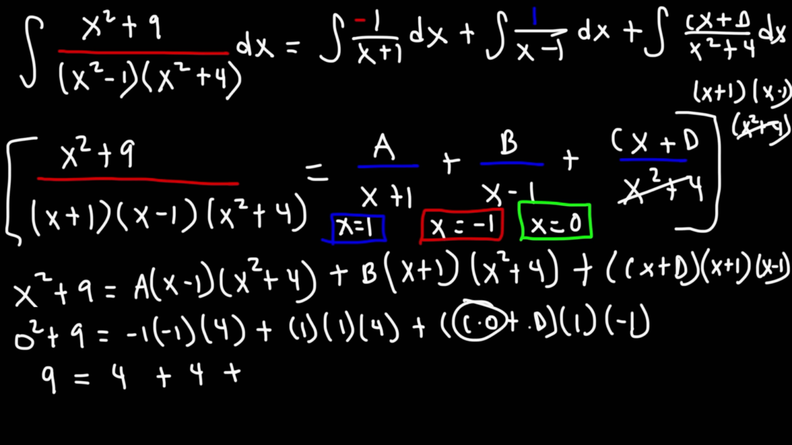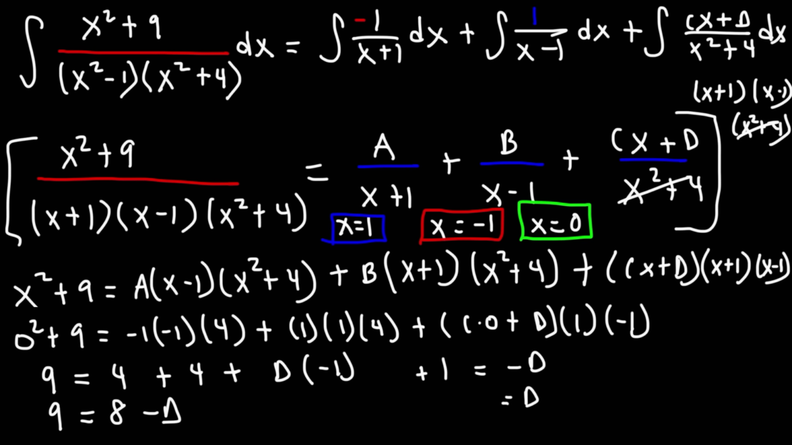c times 0 plus d is just d. And then we have 1 times negative 1. So this is 9 is equal to 8 minus d. Subtracting both sides by 8, we have 9 minus 8, which is 1. And that's equal to negative d. So d is equal to negative 1.